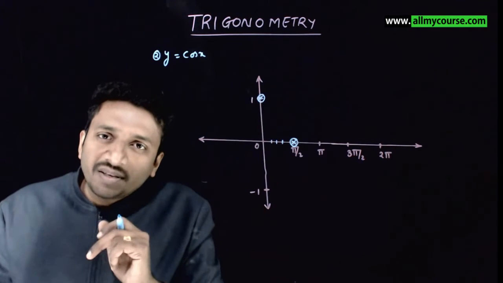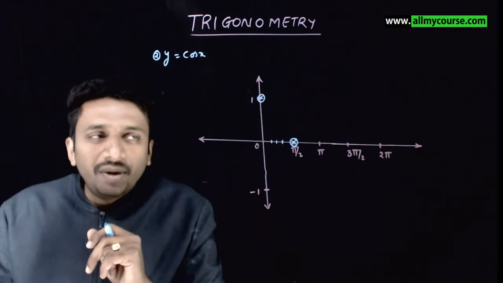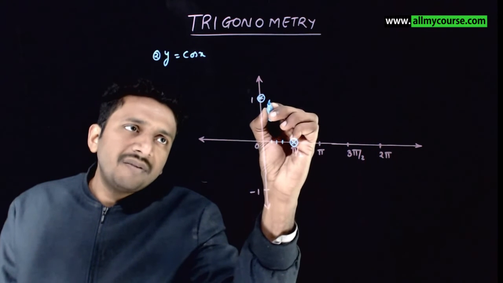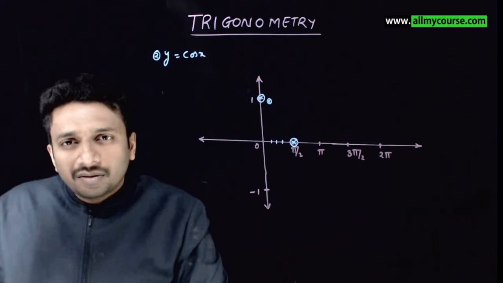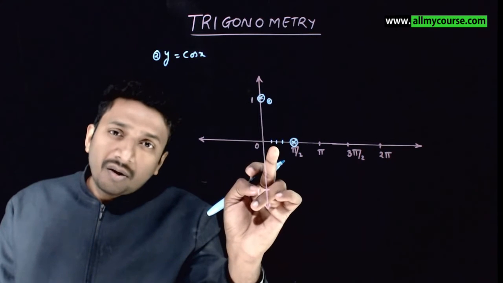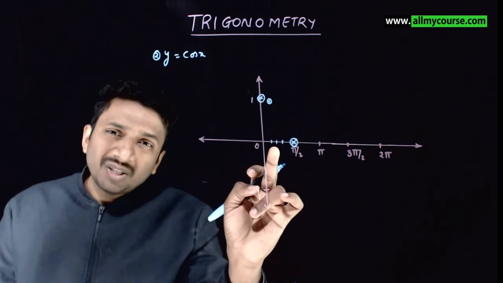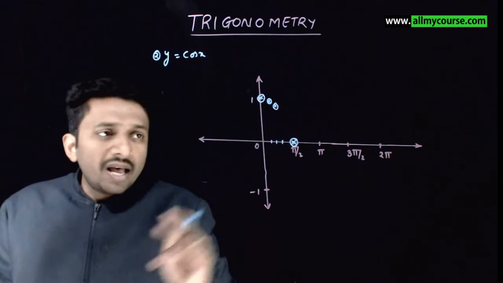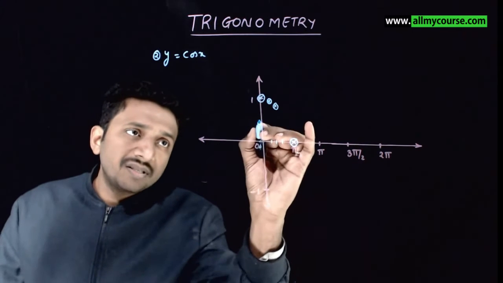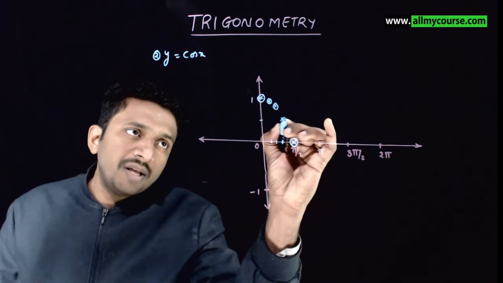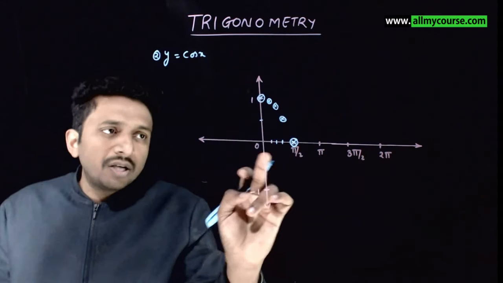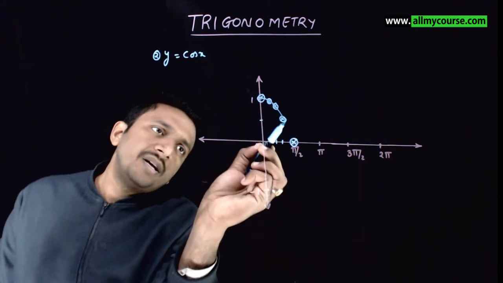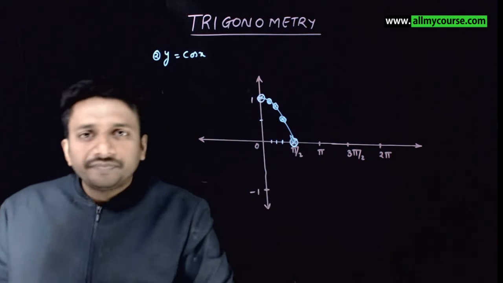What is cos pi by 6? Cos pi by 6 is root 3 by 2. It is 0.85 something, which is very close to 1. And cos 45 degrees is 1 by root 2, that is 0.707, again very close to this. And cos pi by 3 is half, so it has dropped a bit more. And cos pi by 2 is 0. So you have a curve like this in the first quadrant.